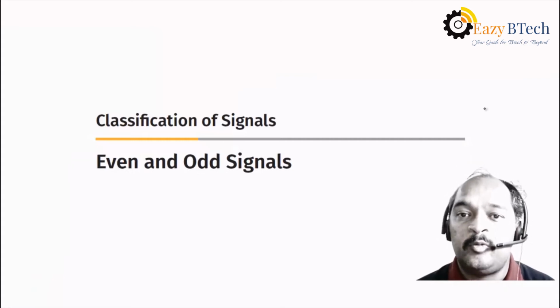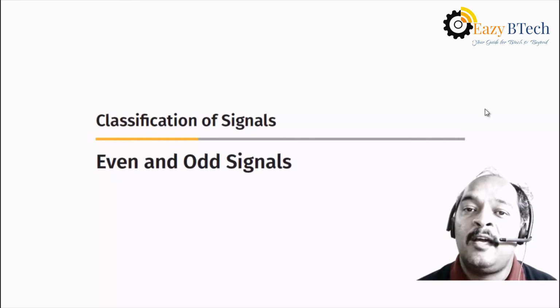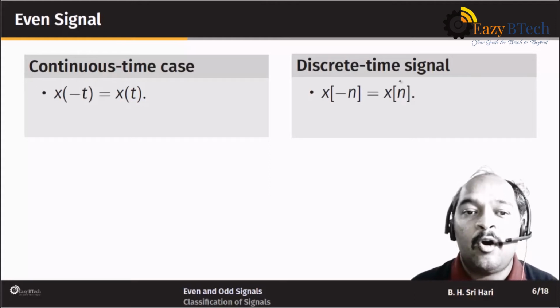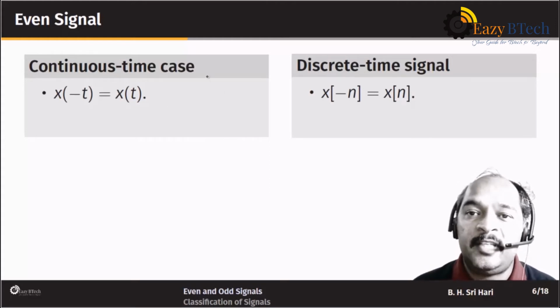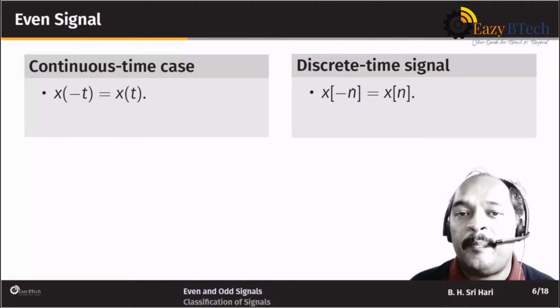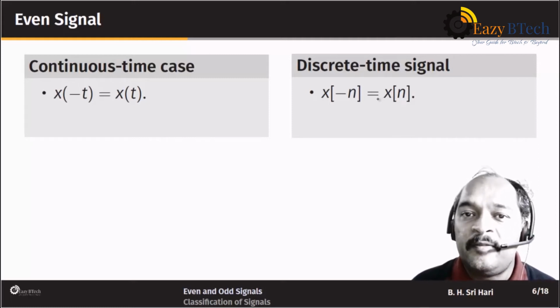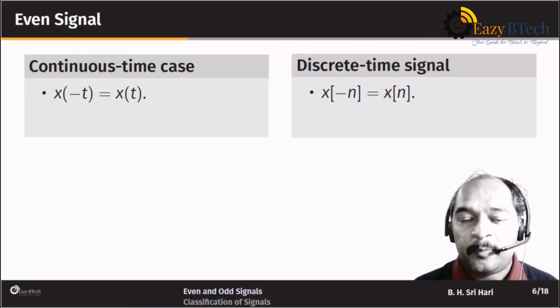Next let's move on to the second classification, which is even and odd signals. First we will talk about what an even signal is, and then we move on to odd signals. For the continuous time case, any signal x of t is said to be even if x of minus t equals x of t. The same rule applies for the discrete time case: x of minus n should equal x of n for the discrete time signal x of n to be even.